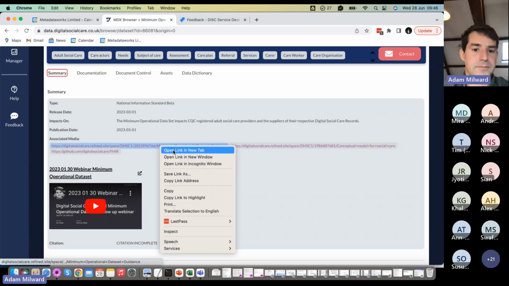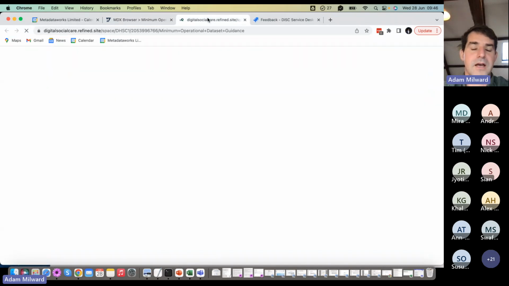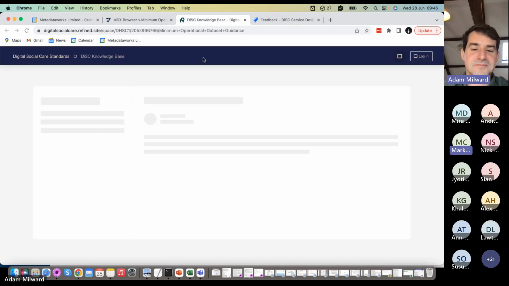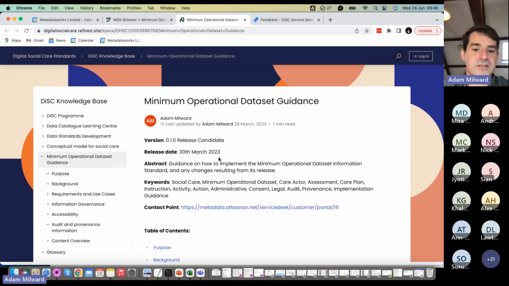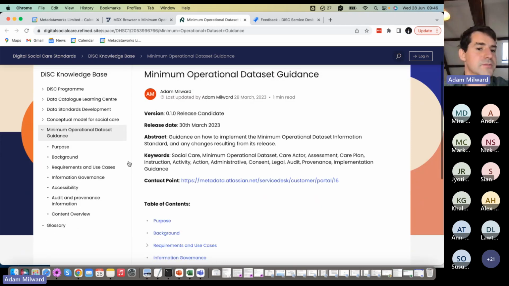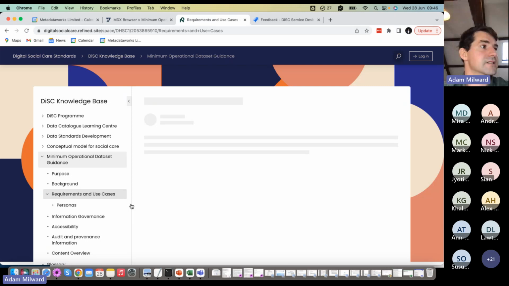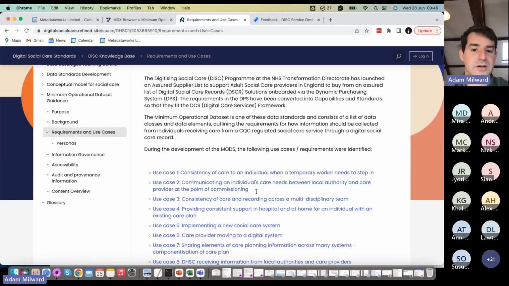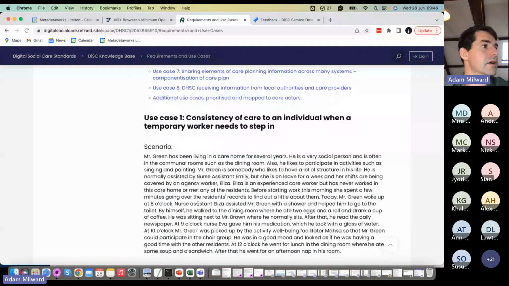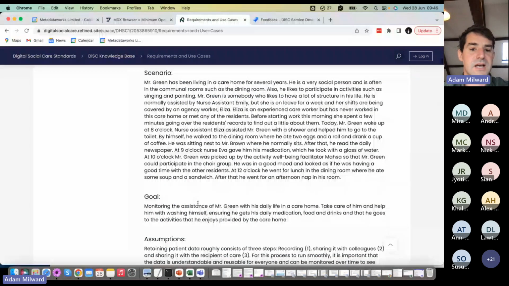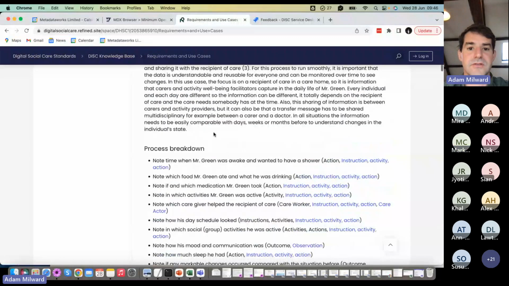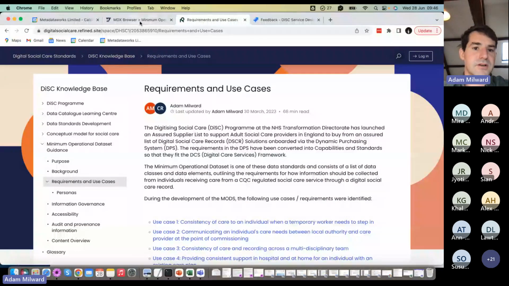So we've got a guidance document, and I'll briefly introduce that once my internet wakes up. So this guidance document talks a little about the MODS purpose, the background, and we've got some information on the requirements and use cases. Again, a lot of this stuff is in the webinars, but we're talking about what the scenarios are to deploy the MODS, how we expect it to be deployed, and we'll be doing some further iterations on that.